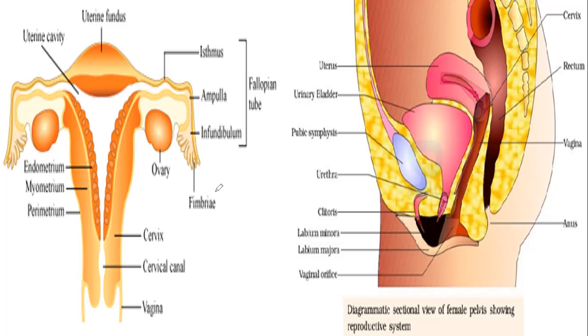Now, the next part is the female external genitalia. The female external genitalia include the mons pubis, labia majora, labia minora, clitoris, and then there is one membrane-like structure over here that is called the hymen.